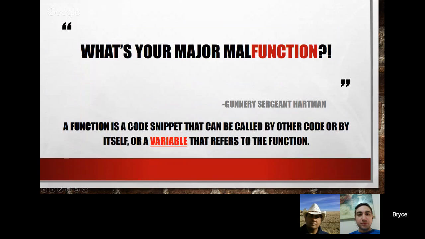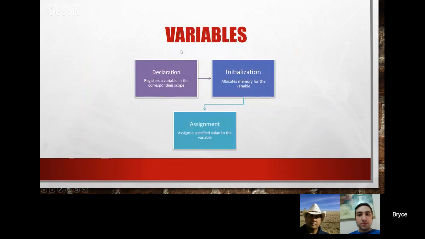A function is a code snippet that can be called by other code or by itself, or a variable that refers to the function. Okay, so let's start with variables. With a variable, you have a declaration, which registers the variable in the corresponding scope. The initialization allocates memory for the variable, and then the assignment assigns it a specified value.